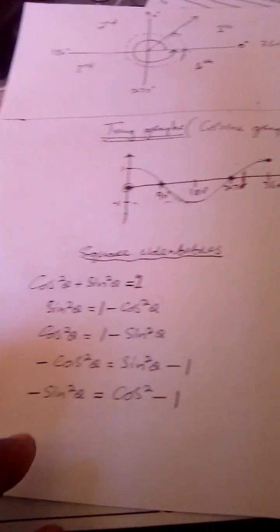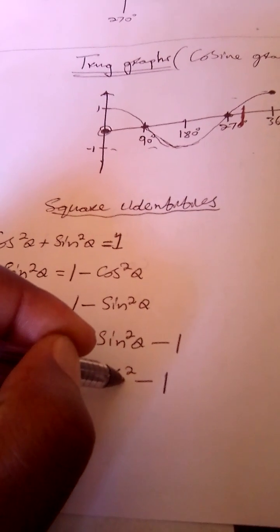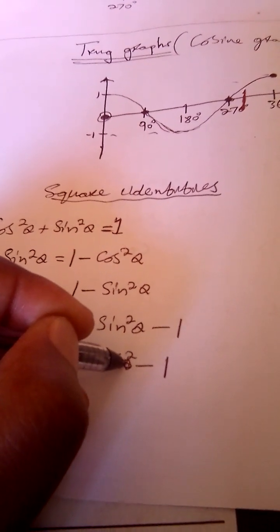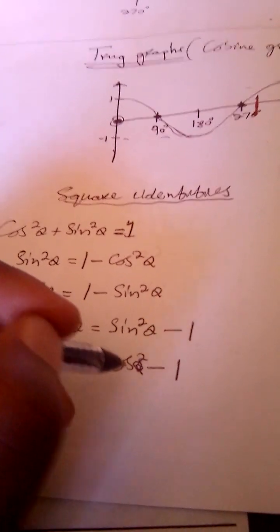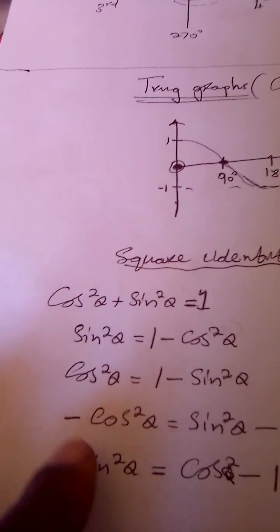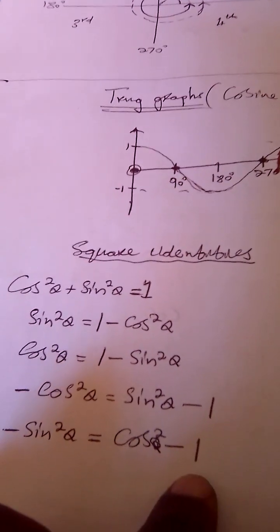Sorry, here is a mistake. I think I will need a pen to rectify this mistake here. It's supposed to be theta here. I don't write theta well. Okay, minus sin squared theta is equal to cos squared theta minus 1.